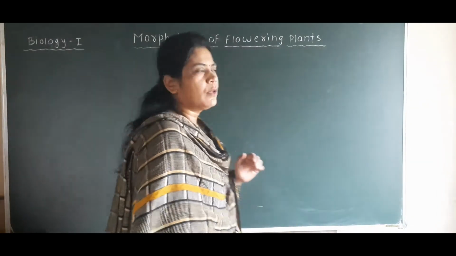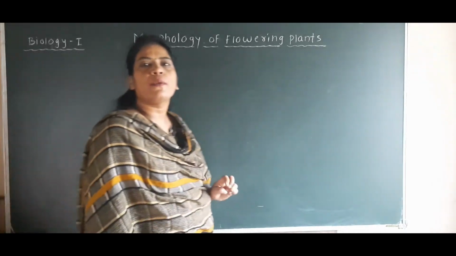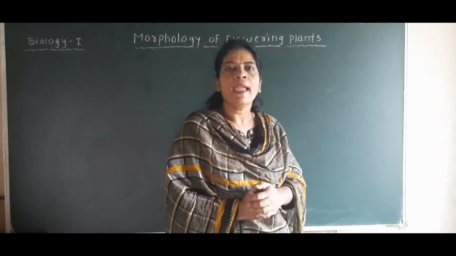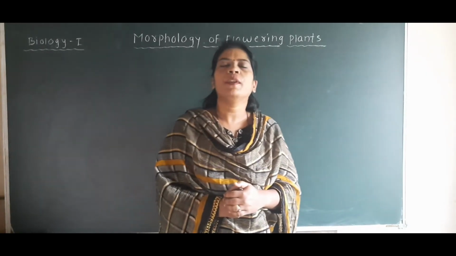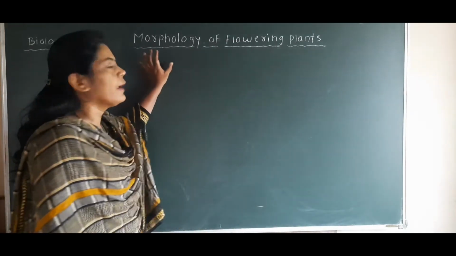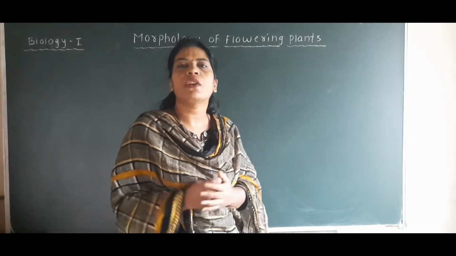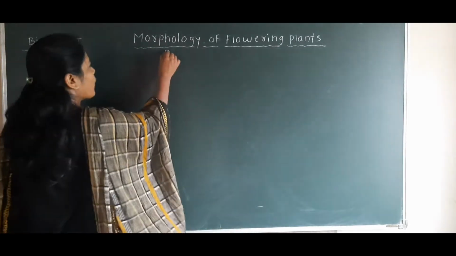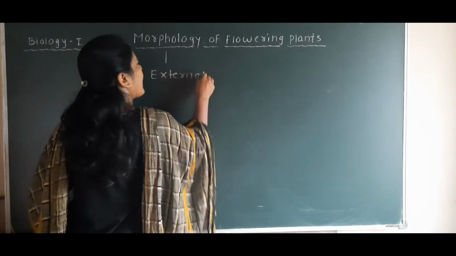We are now going to start the new topic, morphology of flowering plant. And in this topic we are going to discuss the morphology of different flowering plants. Now first we'll see what is meant by morphology. Morphology means the external appearance. So see here, morphology means what? The external appearance.